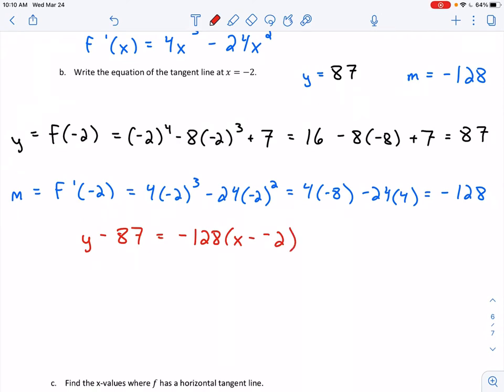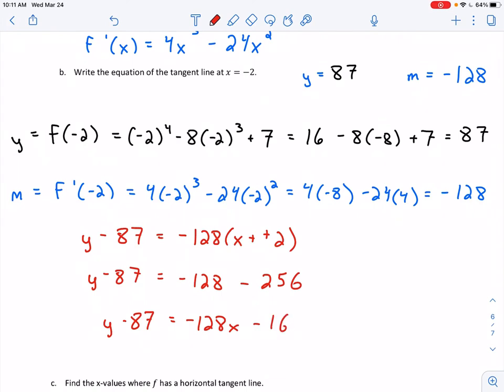We'll take this equation and solve it for y. First of all, minus a negative, that's really plus a positive. The left-hand side will stay the same in this first step, y minus 87. On the right-hand side, we can go ahead and distribute. Negative 128 times 2 should give me minus 256. Adding 87 over gives me y equals negative 128x, let's see, plus 87 should give me minus 169.